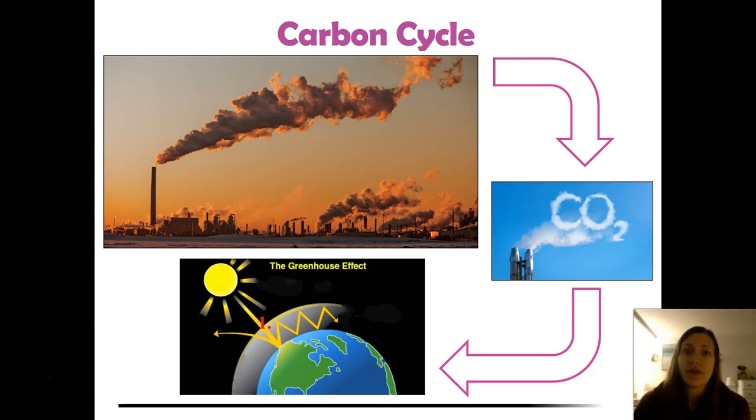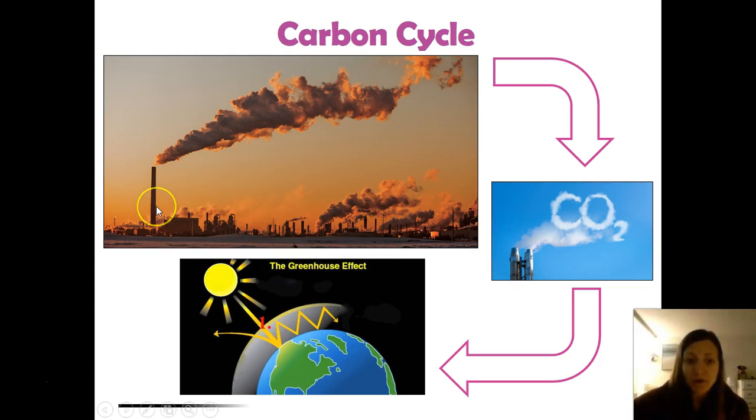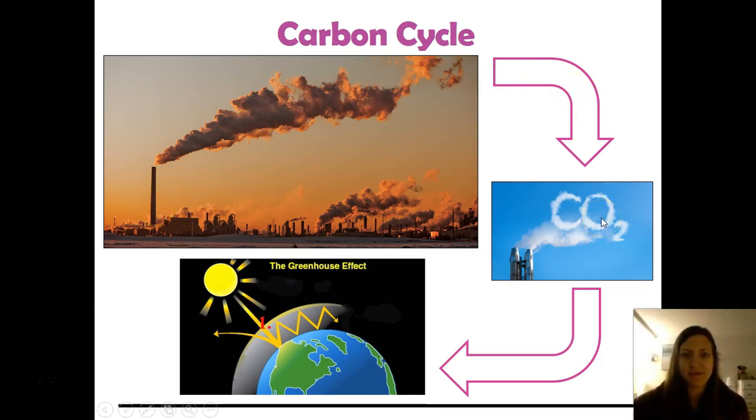Now, the whole source of climate change actually goes back to the carbon cycle. So there's carbon found in our fossil fuels, such as oil, coal, and natural gas. And when those fossil fuels are burned, because they are carbon-based, they release carbon dioxide. That's just a fact of life. You burn something with carbon in it, it's going to create carbon dioxide.